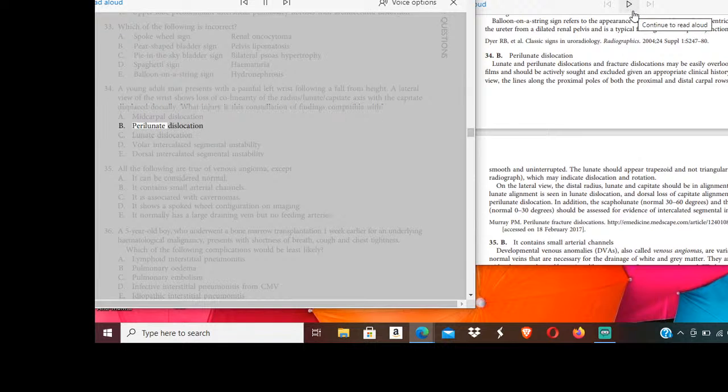A. Midcarpal dislocation. B. Paralunate dislocation. C. Lunate dislocation. D. Volar intercalated segmental instability. E. Dorsal intercalated segmental instability.